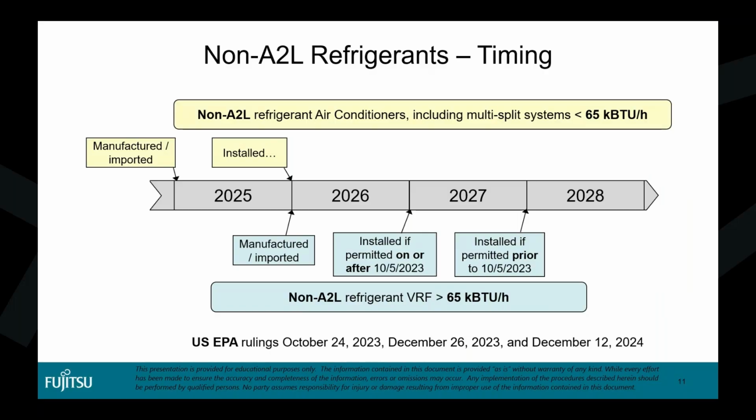For bigger systems, VRF basically, it's similar but delayed. Above 65,000 BTUs, it has to be manufactured or imported by January 1st, 2026. So it's a couple of months left. And then there is a sell-through of either 1 year or 2 years, depending on when that system was permitted. So that is the kind of the background and why we are where we are right now.